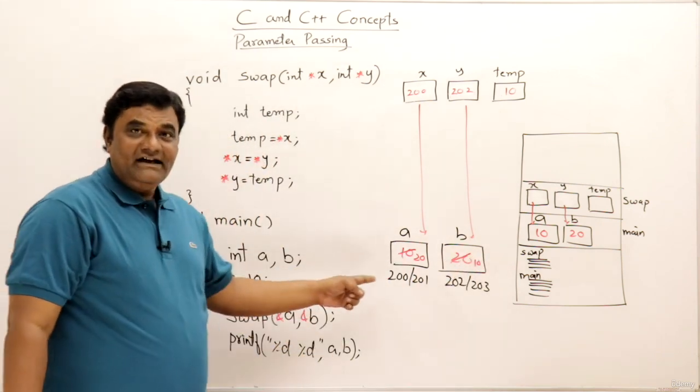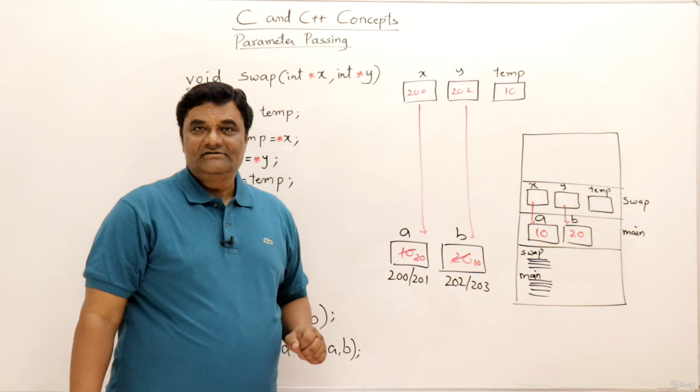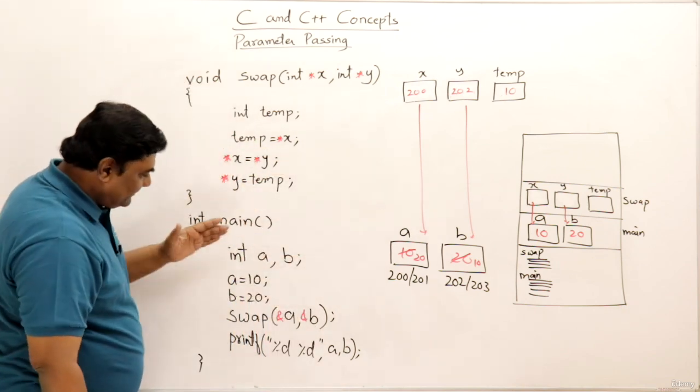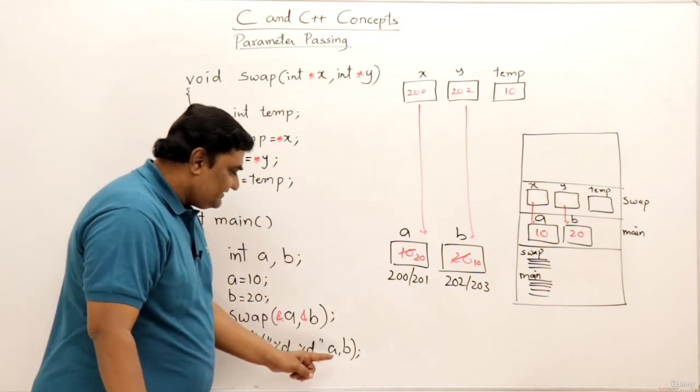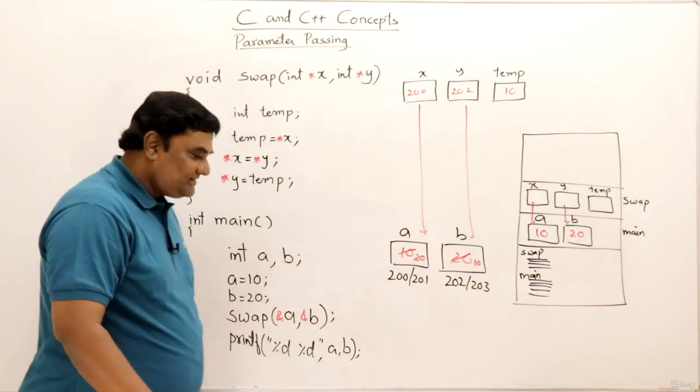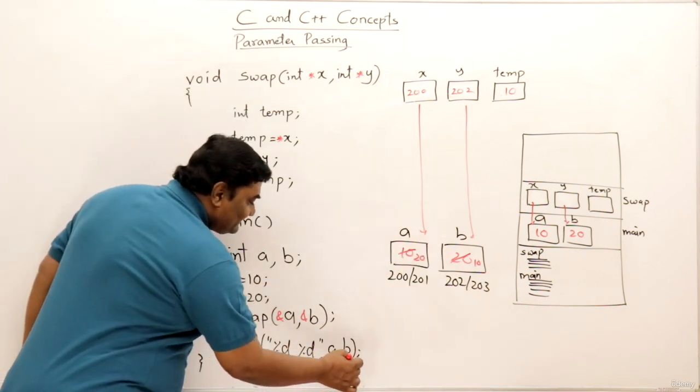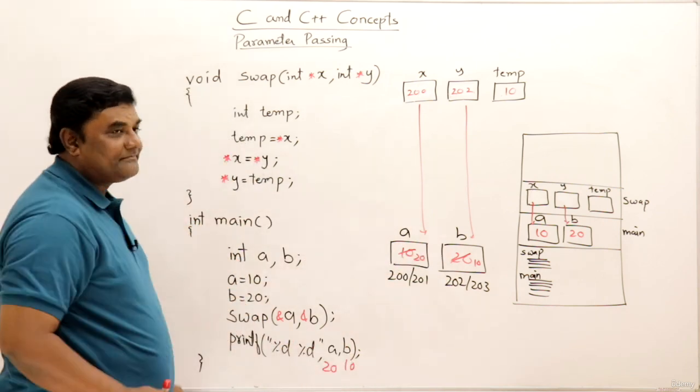Now you can see that actual variables are modified. So when the function ends, control comes back, and when it prints, the value of a is 20 and the value of b is 10. So this is 20 and this is 10. So yes, these are swapped.